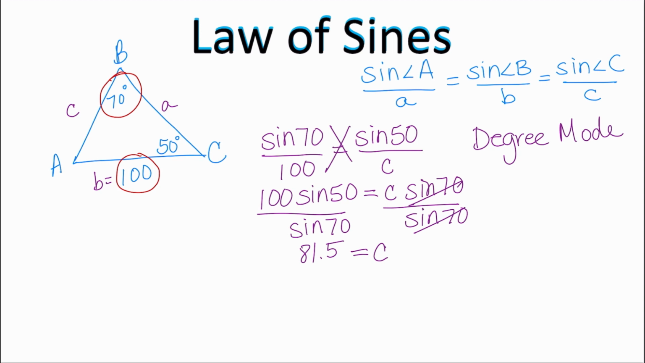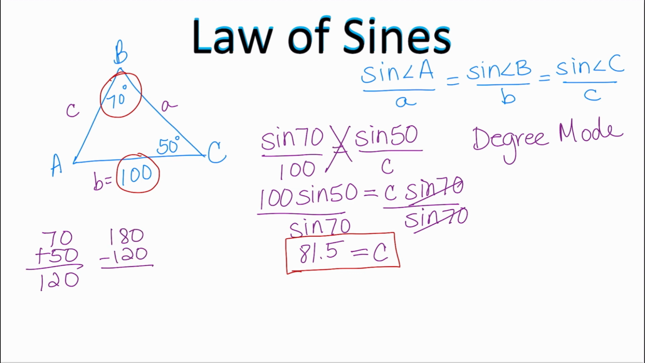Now I can find the missing angle, which is angle A, because I can add up the other two angles and subtract from 180. If I do 70 plus 50, that is equal to 120. The three angles in a triangle add up to 180. So if I subtract, the measurement of angle A is going to be 60 degrees.